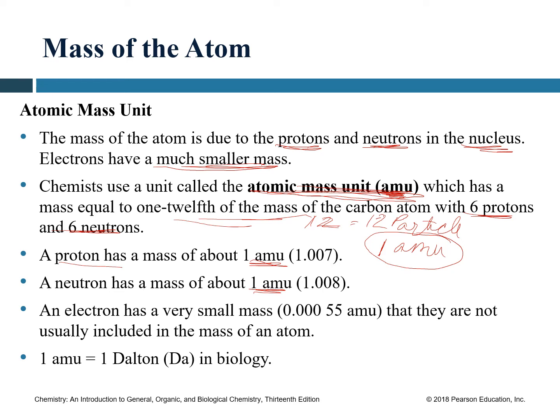Another unit of mass that you will very commonly see being used in biology is the Dalton. So 1 AMU is regarded as the same as 1 Dalton. This is just another unit which is commonly used in biology.